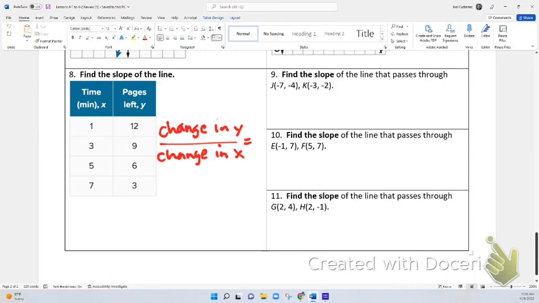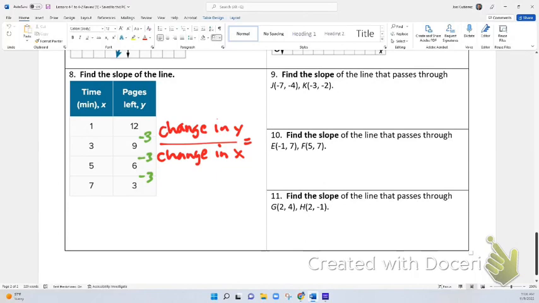Going up? Down. Down by what? How do you go from 12 to 9? You subtract 3, so this one should be minus 3. If that one's minus 3, they should all be minus 3, and we could double check that.